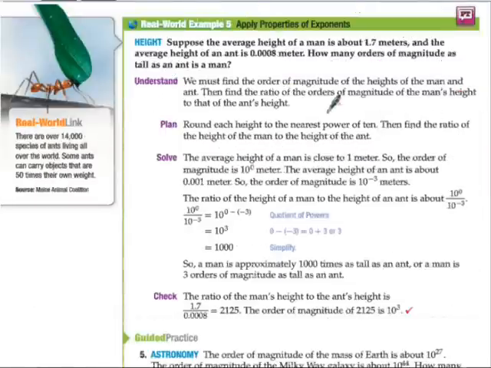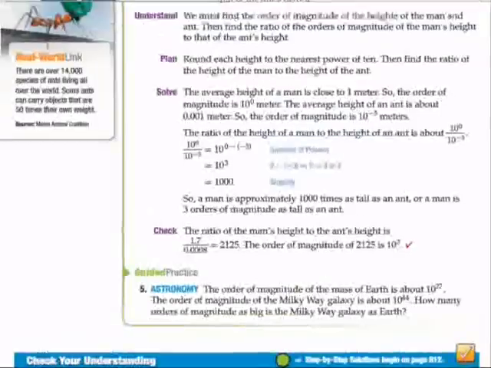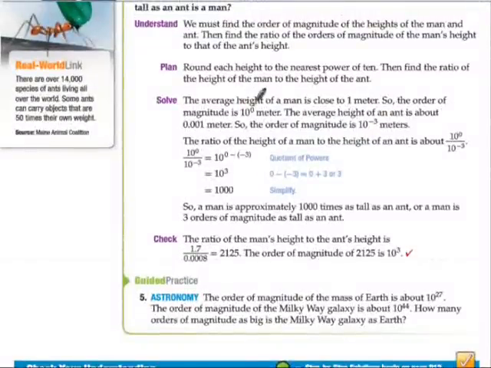So if we look at this real world problem with magnitude, we round everything to the tens. The ratio of a man's height to the ant's height ends up being 2,125, which is 10 cubed. It's just for rounding purposes. We don't use this a whole lot. If you see this problem, what they've done is the average height of a man is close to 1 meter, so that's 10 to the 0. The average height of an ant is about 0.001 meters, so that's actually 10 to the -3rd.